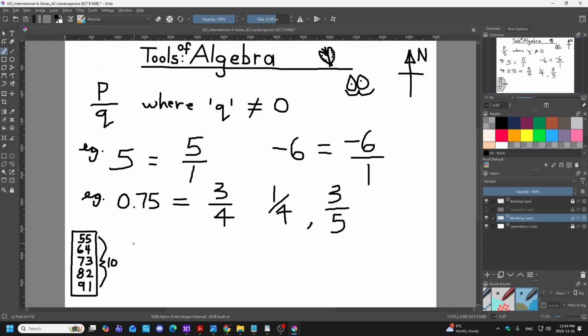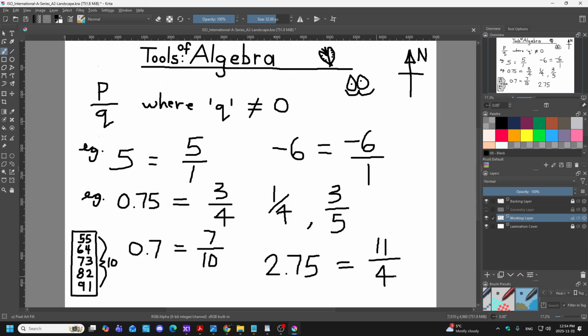Terminating decimals. 0.7 is also a terminating decimal, which is the same as writing 7 over 10. It's not a bad grade. If that's what you get on your exam, you should still be happy. Nothing wrong with that. 2.75, which can also be written as 11/4. And then we could turn that into a mixed number if we wanted to. If you're following my series, I do show you guys and gals how to take your improper fraction and convert it to a mixed fraction. So that's also a terminating decimal.